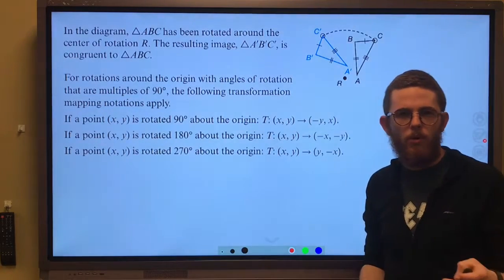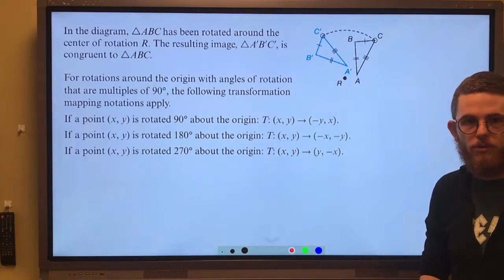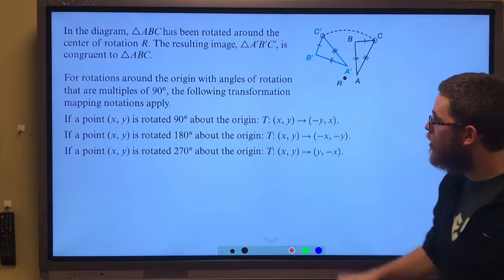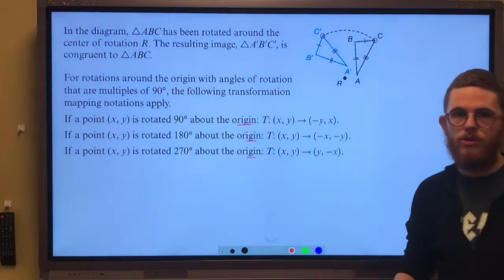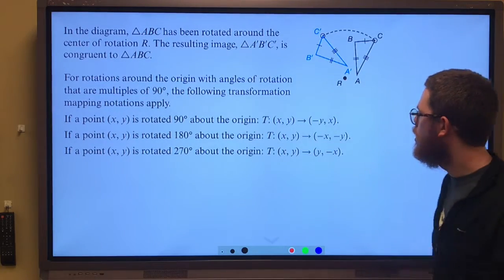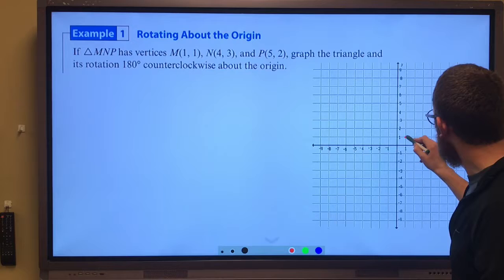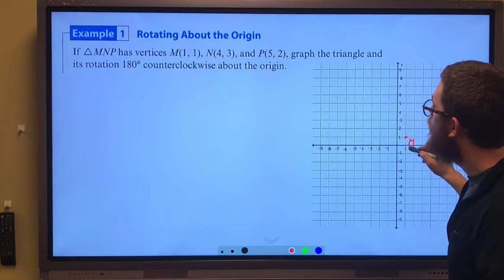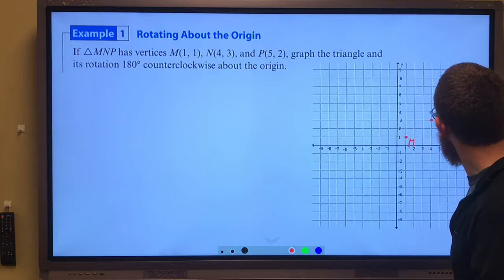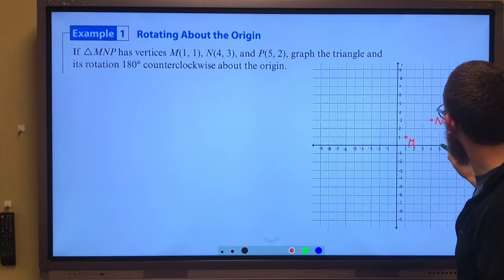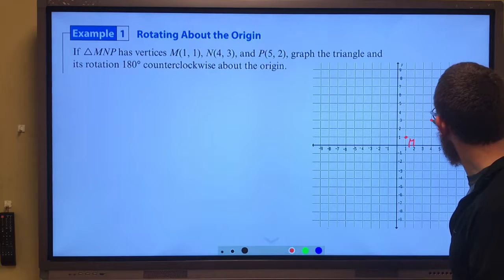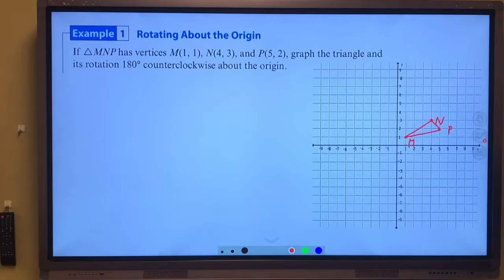Now, why is this important? Well, this is incredibly helpful, and these are all about the origin. Okay, that's important too. So, it says triangle MNP has vertices M at (1, 1), N at (4, 3), P at (5, 2). Okay, we have that triangle. Graph the triangle and its rotation 180 degrees counterclockwise about the origin.